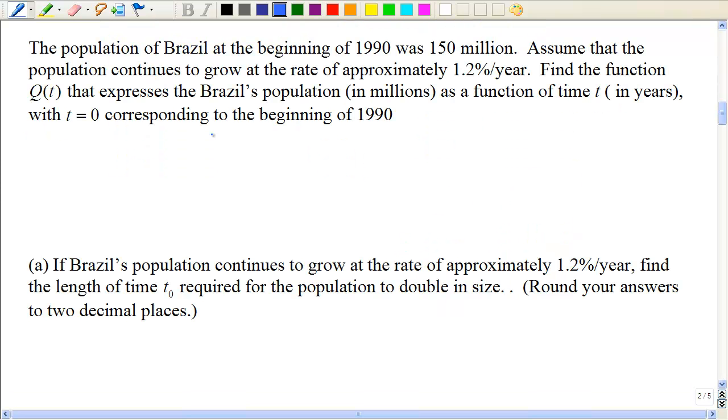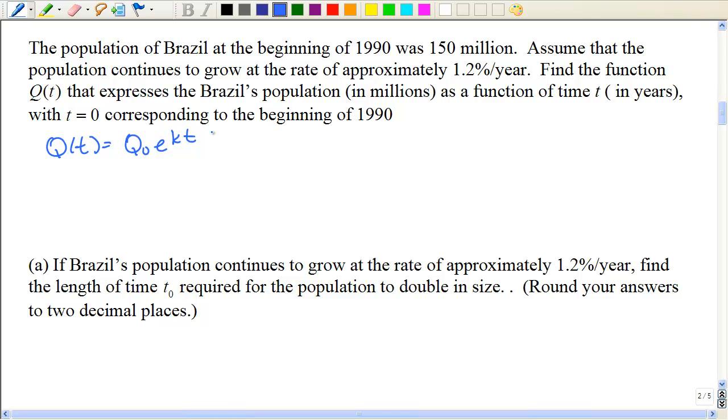All right, this next situation talks about the population of Brazil. And again, we can use that same growth model. Sometimes when talking about population, they'll replace Q, and I don't know why this book chose Q, they'll make it P's. It really doesn't matter. It's just some variable.